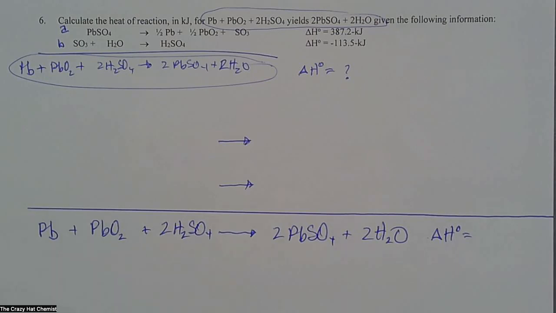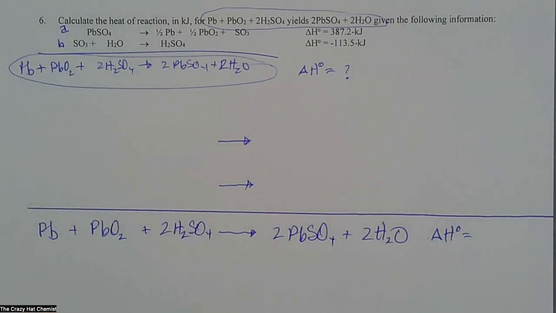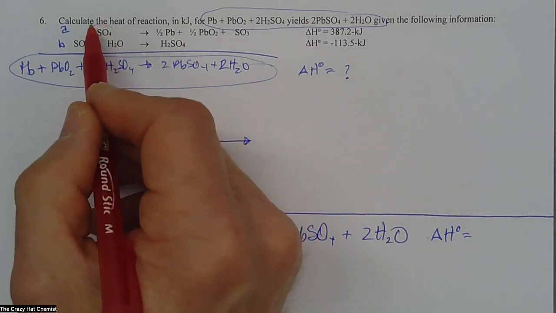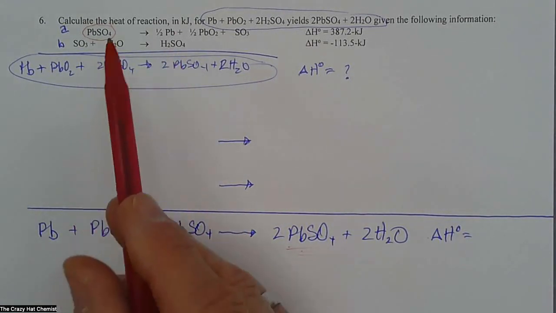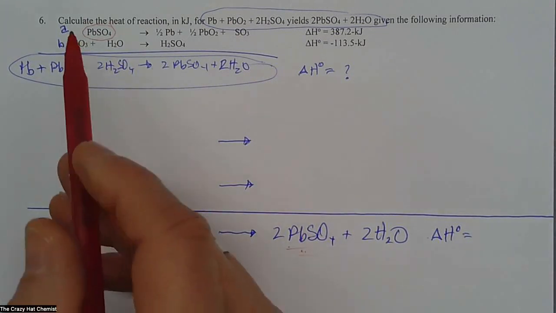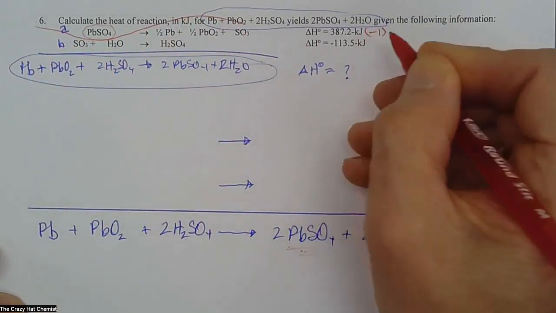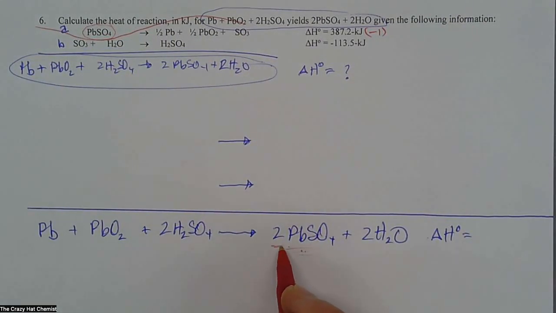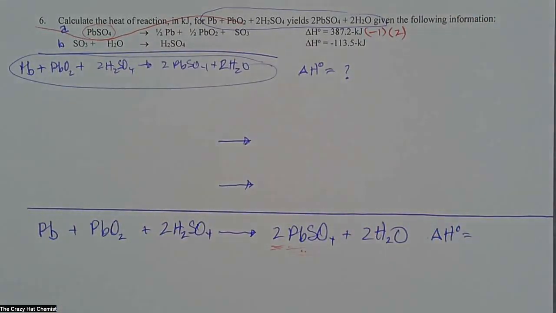All right, so I need to figure out how I get this from the given equations A and B. So what we have is PbSO4. Let's see if we can find that. It's PbSO4 right over here, on equation A. Do I see it in equation B? No, I don't. This is the only PbSO4. Where does it need to be? It needs to be on the product side. Is it on the product side? No. So I'm going to have to flip this equation. When I flip the equation, I'm going to multiply by -1. Furthermore, it needs a coefficient of 2. Does it have a coefficient of 2? No. So therefore, I'm going to have to multiply this equation by 2 as well.